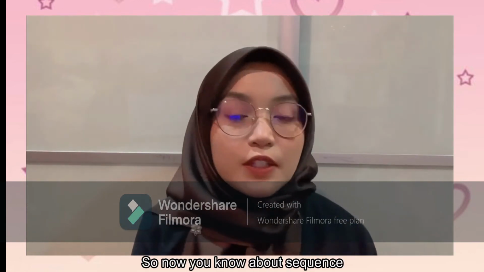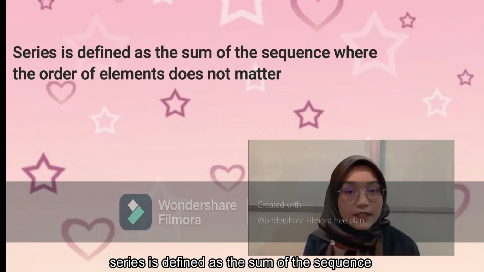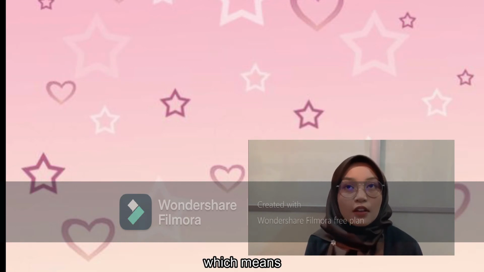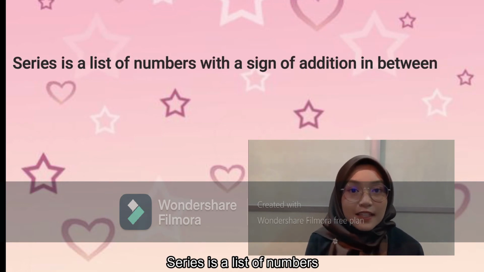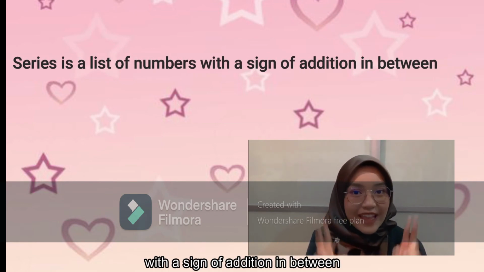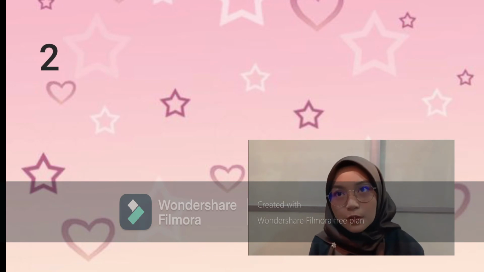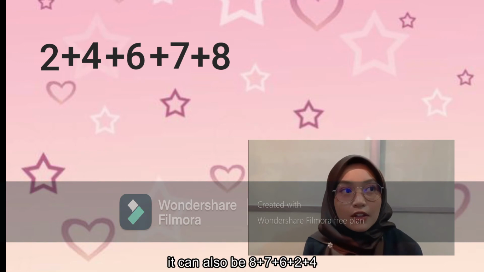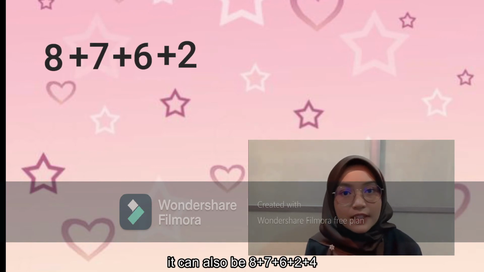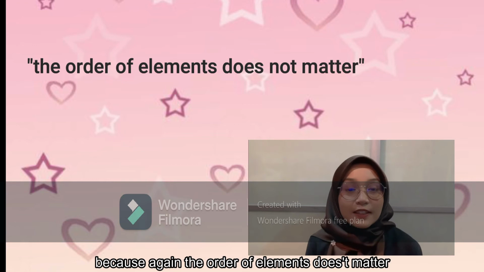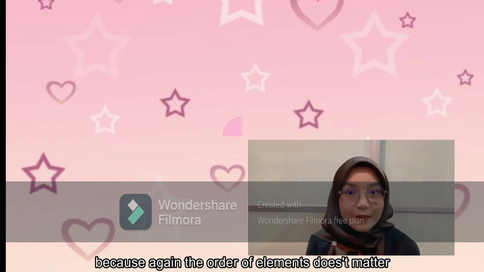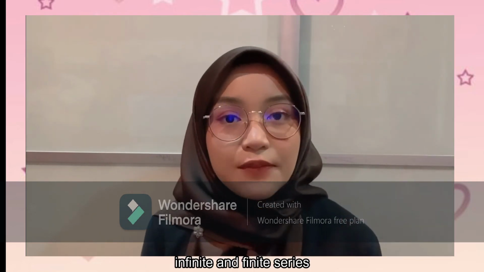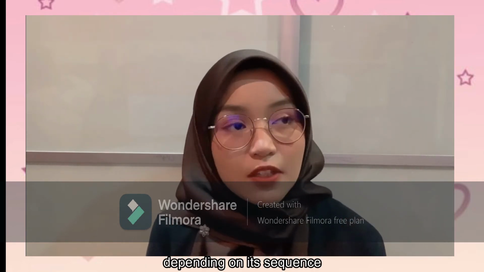So now that you know about sequence, let me tell you about series. Series is defined as the summation of a sequence where the order of the elements doesn't matter. Which means series is a list of numbers with the sign of addition in between. For example, 2 plus 4 plus 6 plus 7 plus 8. It can also be 8 plus 7 plus 6 plus 2 plus 4 because again, the order of the elements doesn't matter. So, the series can be classified into 2, infinite and finite series, depending on its sequence.